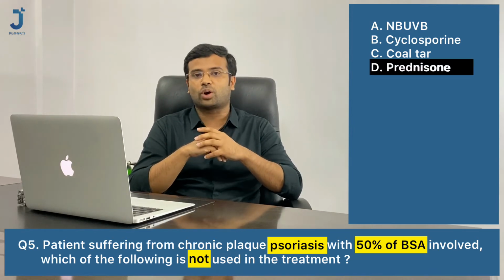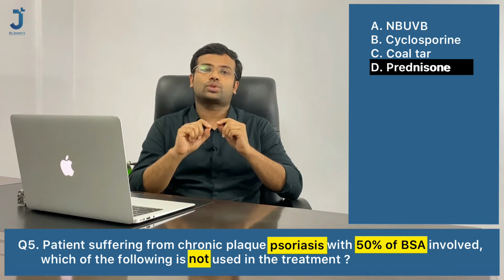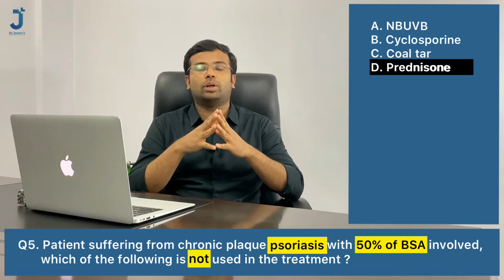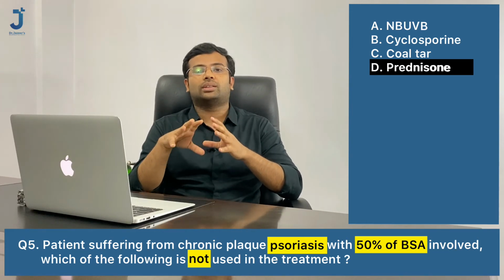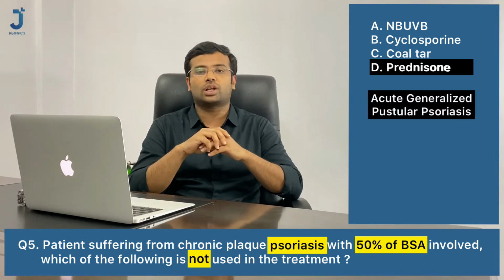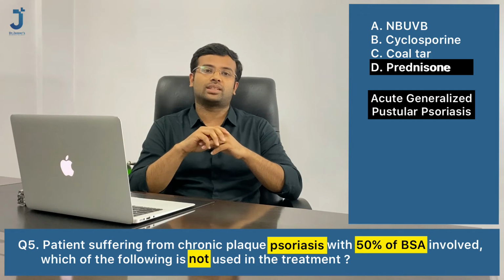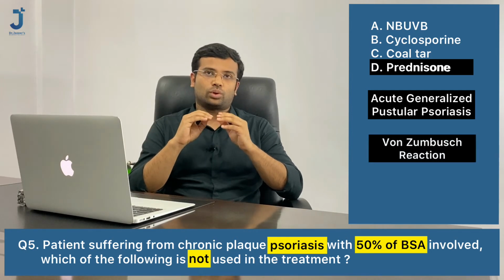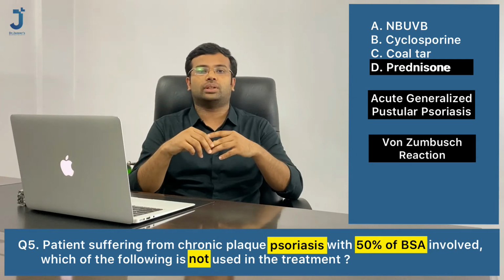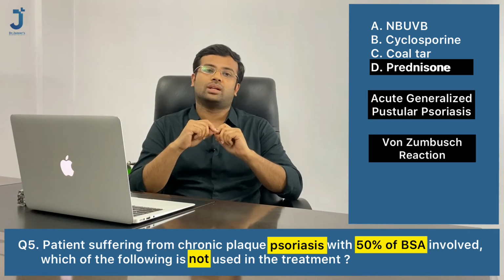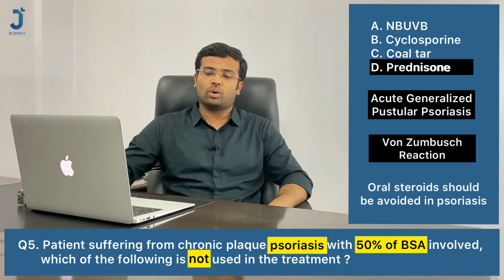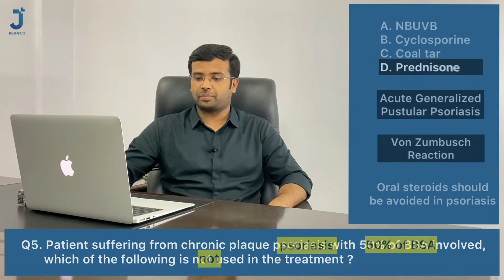Why is prednisolone not used? It is because if you use oral steroids or prednisolone in cases of chronic stable plaque psoriasis, it can lead to another type of psoriasis called acute generalized pustular psoriasis. This is also called the von Zumbusch reaction. To avoid such a generalized pustular eruption, it is always preferred that systemic steroids, that is oral steroids, be avoided in psoriasis. So the odd one out here is prednisolone, option D.